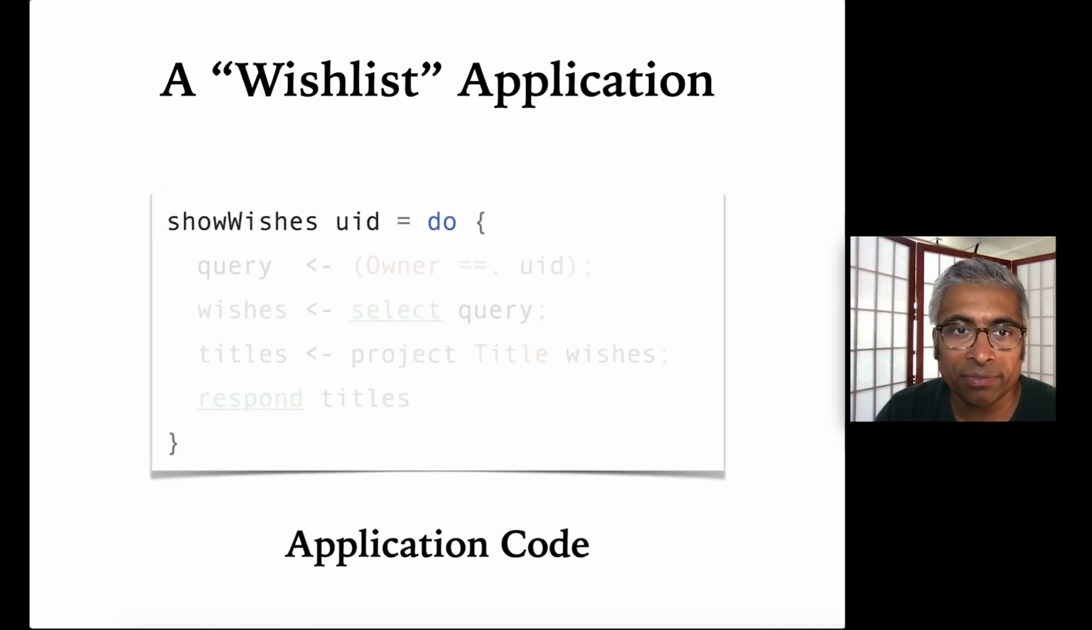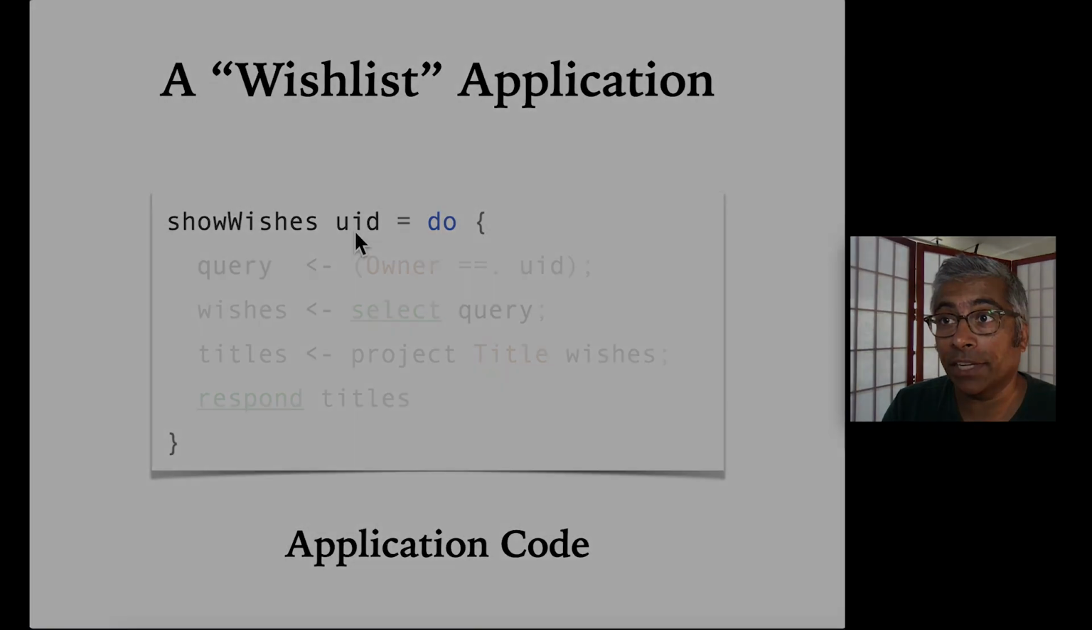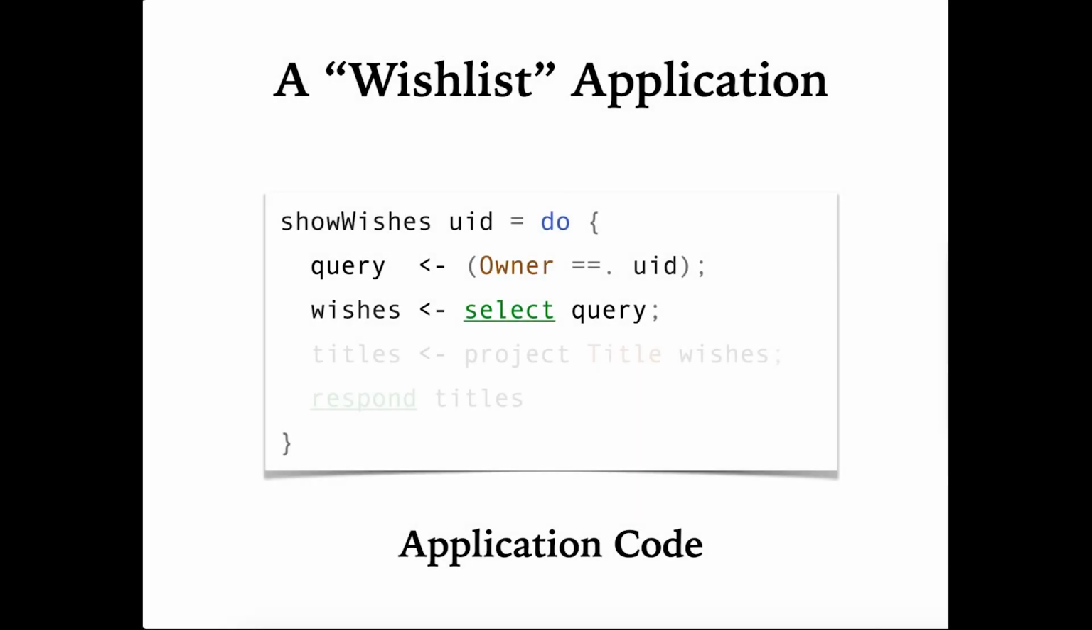So here's a snippet of the web server that returns the list of wishes that belong to some arbitrary user UID. In the first part, what the server is going to do is create a query that looks for all the wishes that belong to UID, whose owner is UID. Then it's going to execute those wishes using this select operator that runs the database query.